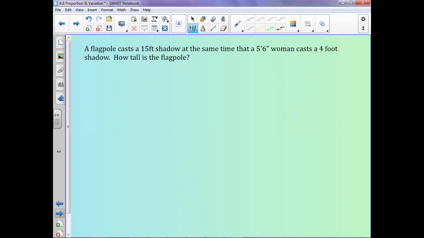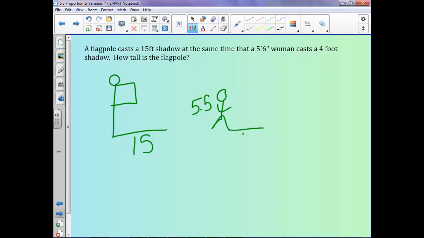So now, here we've got a flagpole. And we know its shadow is 15 feet. We also have a person who's 5 feet 6 inches, so 5.5 feet tall, and her shadow is 4 feet. We want to know how tall is the flagpole.